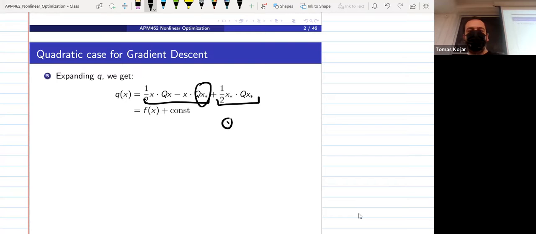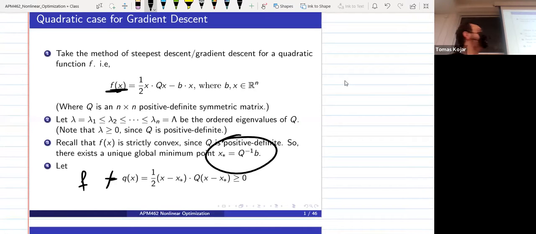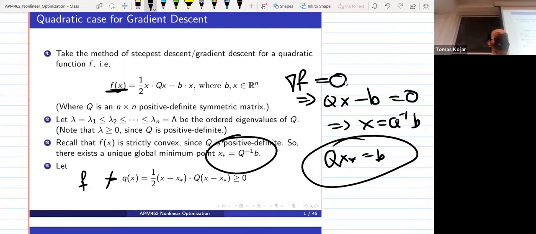But then what is x star? It's Q inverse b. So how did we find this? Just to be clear, you find the stationary solution and you set the gradient to 0. And so you get Q transpose Q, but it's symmetric, so you get Q x minus b. And then you get your solution. So please remember this formula, all right? We'll use this many times today.